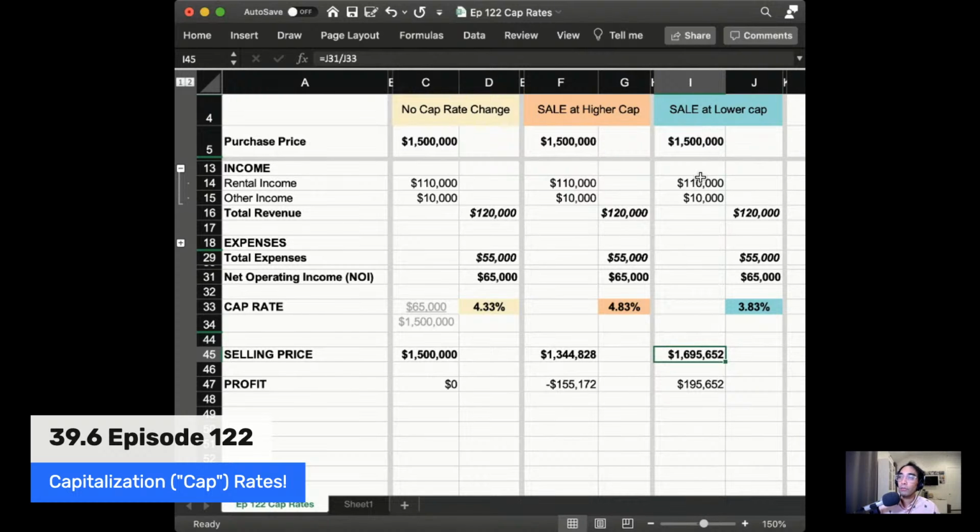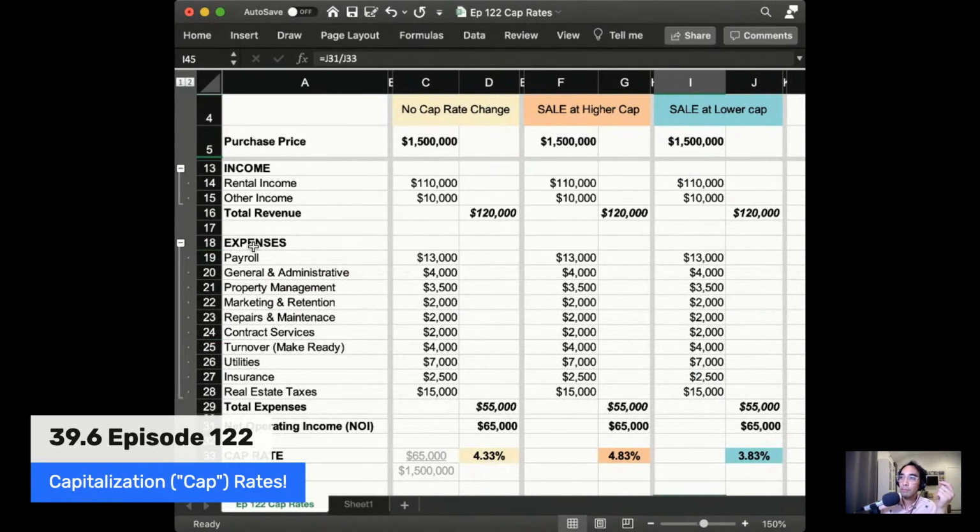So when cap rates go down, that's like market appreciation, and when cap rates go up, that's a market decline in price. Now, these are assuming that no changes are made to the operating income.